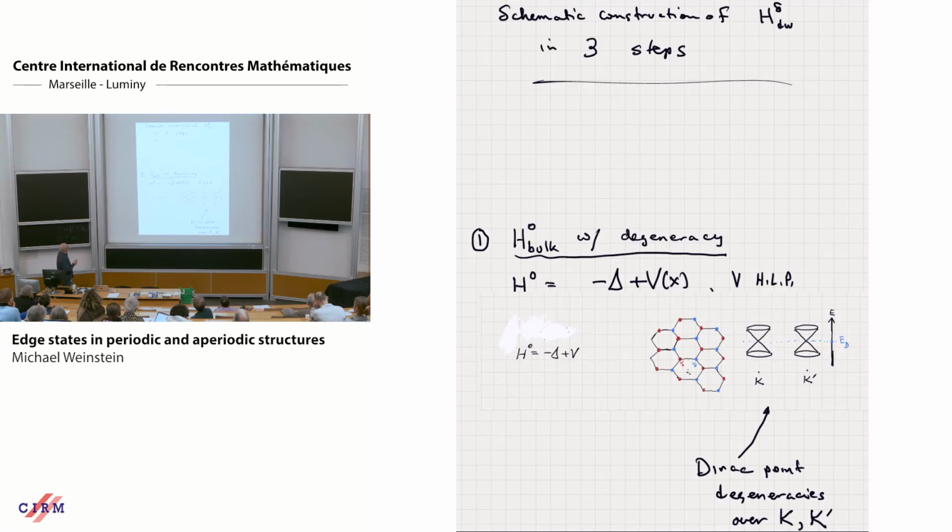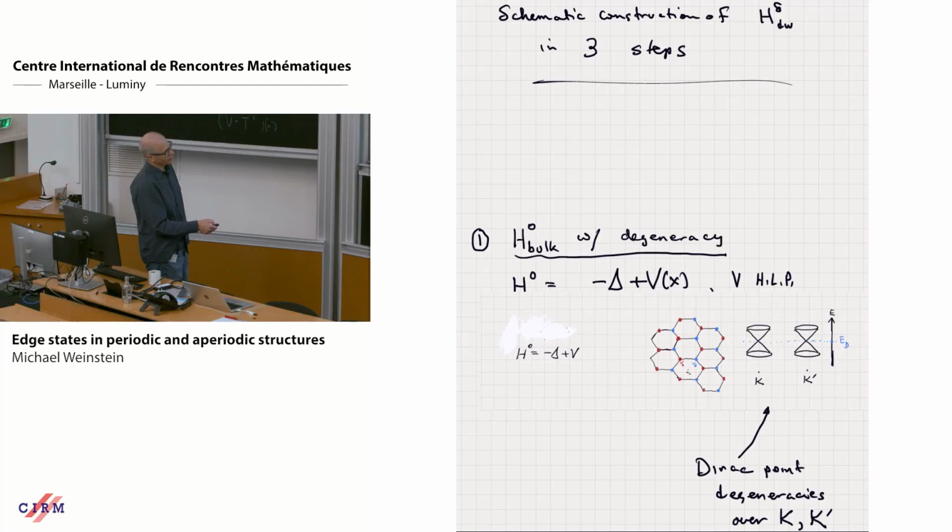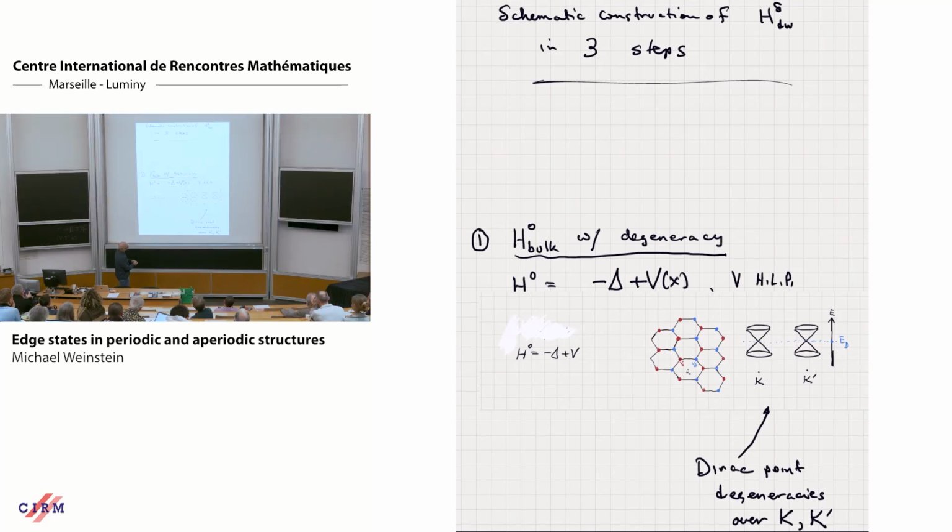So here are the 3 steps. You start with a bulk problem. This is the bulk honeycomb, which has Dirac points, as I explained, over the independent K and K prime points of the Brillouin zone. And there, the spectrum in a neighborhood of the Dirac energy is continuous straight through, right? Because there's no gap. It's a semi-metal point of 0 density of states right at the Dirac energy.